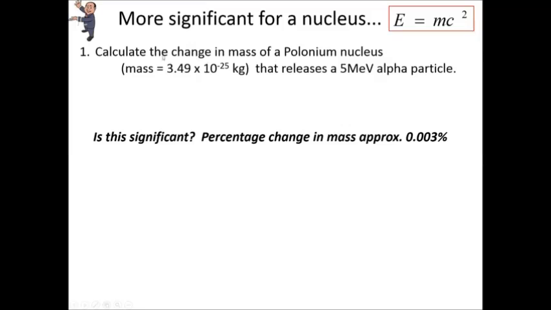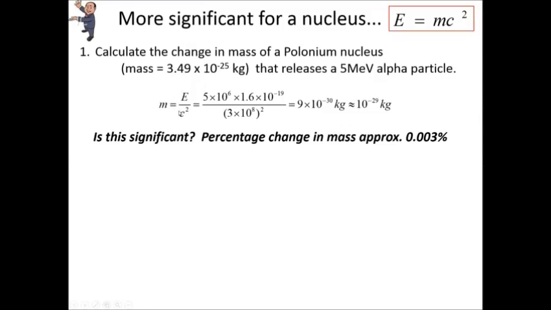So let's do a calculation. Calculate the change in mass of a polonium nucleus, mass of 3.49 times 10 to the minus 25 kilograms, that releases a 5 mega electron volt alpha particle. So if this releases a 5 mega electron volt alpha particle, let's have a look at what happens to the mass.